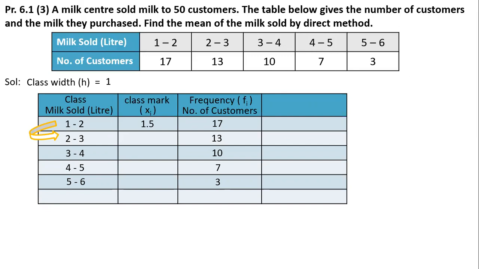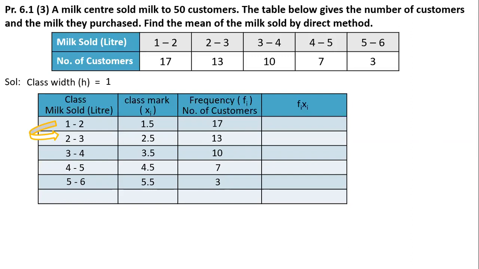In the previous sum, the class width was 2. So we added 2 to the class mark. In this sum, class width is 1. So I'll add 1 to the class mark. 1.5 plus 1, 2.5. 2.5 plus 1, 3.5. 3.5 plus 1, 4.5. 4.5 plus 1 is 5.5.